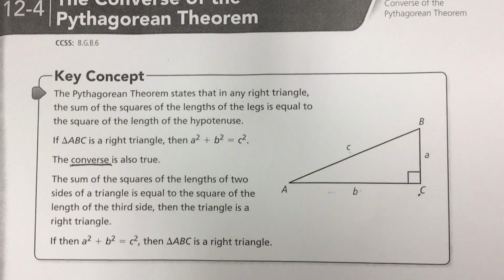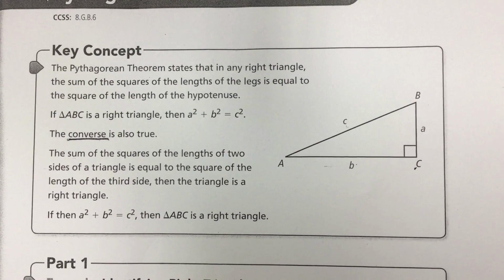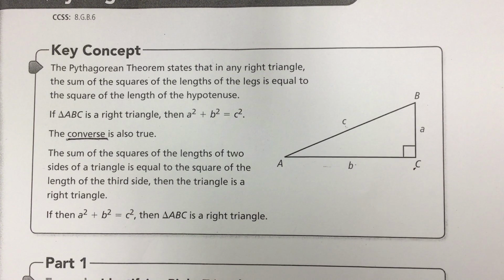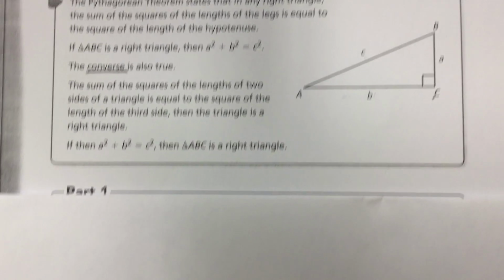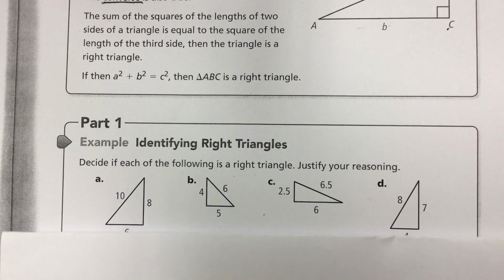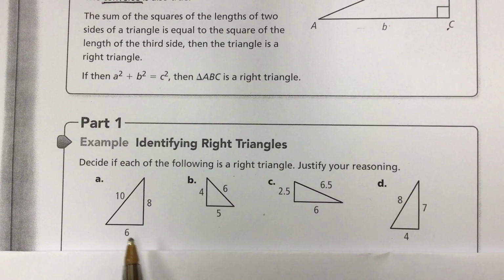The converse is also true. If the sum of the squares of the lengths of two sides of a triangle is equal to the square of the length of the third side, then the triangle is a right triangle. So in other words, if you can prove that a squared plus b squared equals c squared, then you know the triangle is a right triangle. In order to use the converse, we will be given triangles where we know all three side lengths, and we'll be trying to determine if the triangle is a right triangle or not.